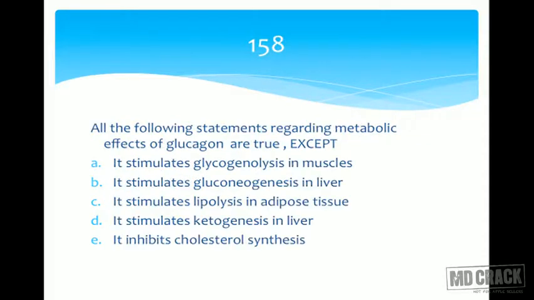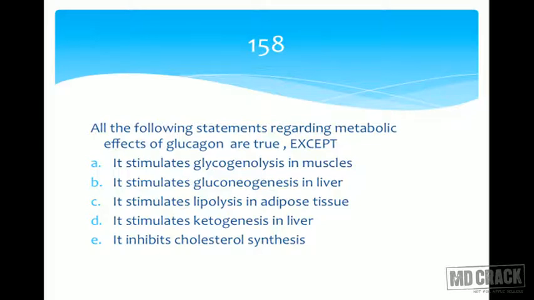Let's go to the next question. All the following statements regarding metabolic effects of glucagon are true except, again you got glucagon. So there are a lot of tissues and lot of pathways here. Everywhere in each choice there is one tissue and one pathway. So let's see how you have done it.